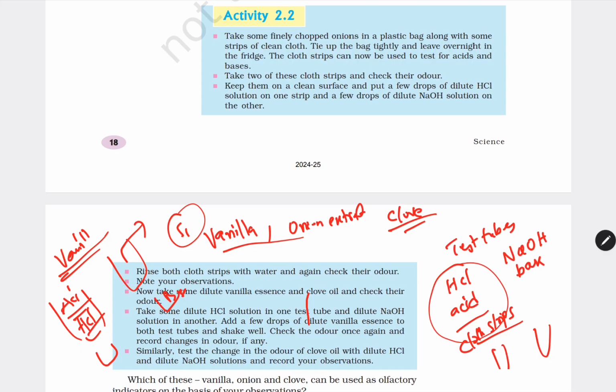So this property can be used to differentiate acids and bases in the absence of visual indicators. These are the smell type of indicators. They are not the visual indicators. So previously we observed the visual indicators. In this case, we are using our sense of smell to indicate these materials, right?